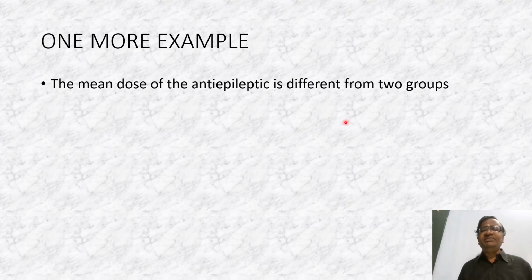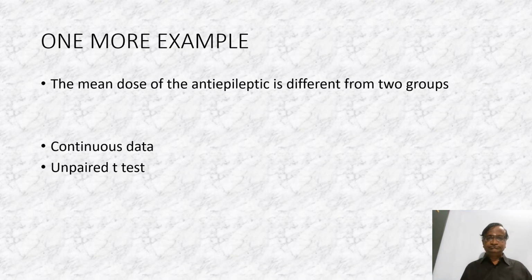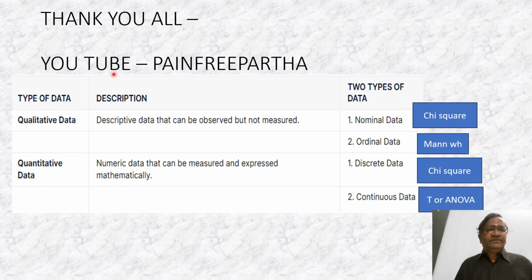The mean dose of anti-epileptic is different between the two groups. The mean means continuous data. Two groups, so unpaired t-test should come. Now, qualitative data, descriptive, nominal: Mann-Whitney and chi-square, and t-test, ANOVA.